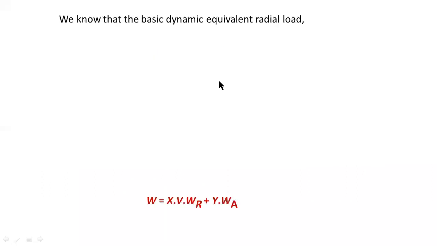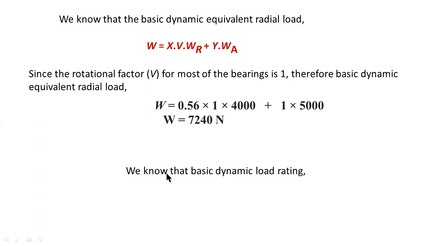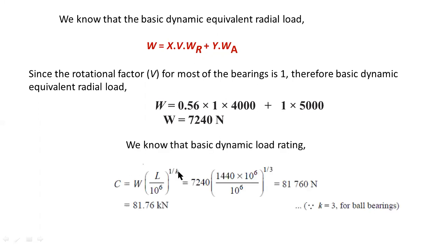Then you have to substitute the values of X, Y and WR, WA. Here V is the rotational factor, and this value is almost 1. So you substitute the values of X, Y, V, WR, WA. Here the answer for W equal to 7,240 newtons.